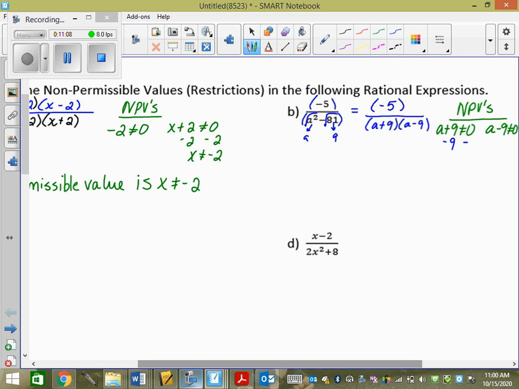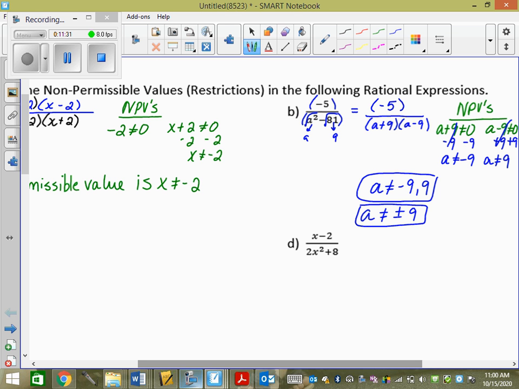Subtract 9 to solve for a. A cannot equal negative 9. Add 9. A cannot equal 9. So you could write it as a cannot equal negative 9 and 9. You can write it like that, it's totally fine. Or you can write it as a cannot equal plus or minus 9. The plus or minus 9 is how they're going to write it on the diploma, and on my unit test you'll see it as plus or minus 9 like that. Okay?